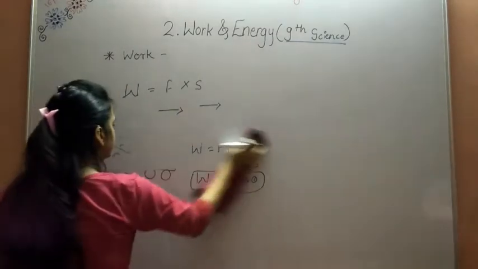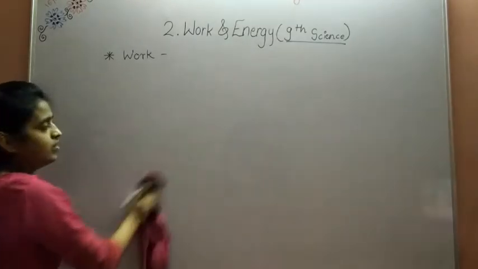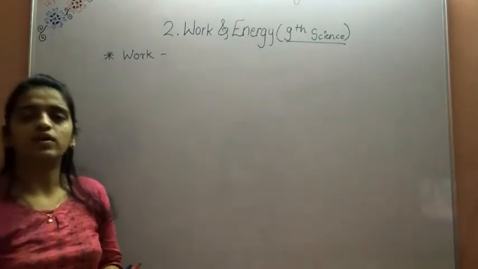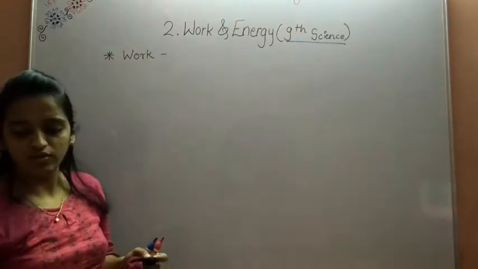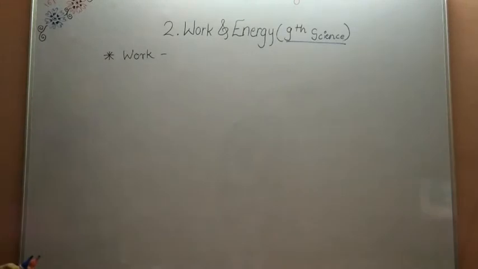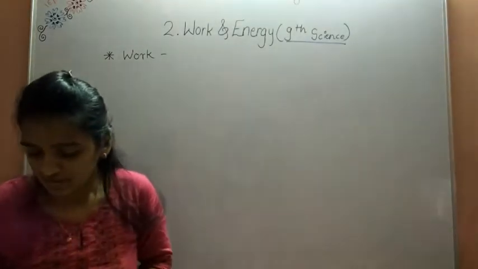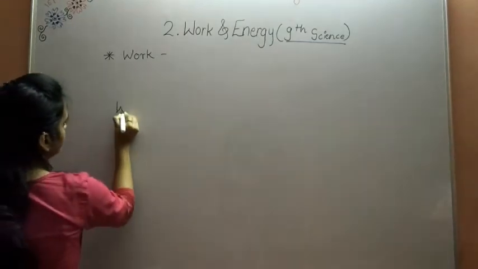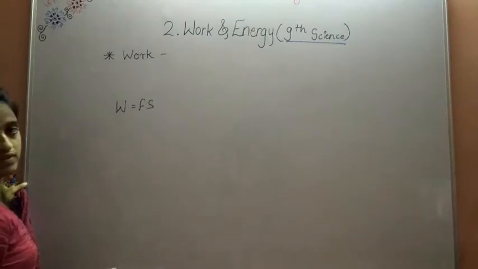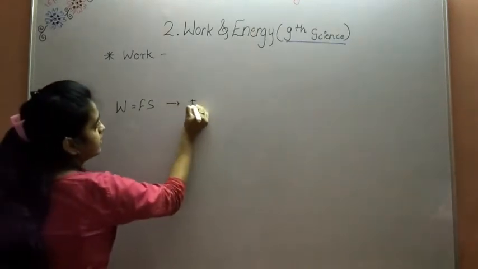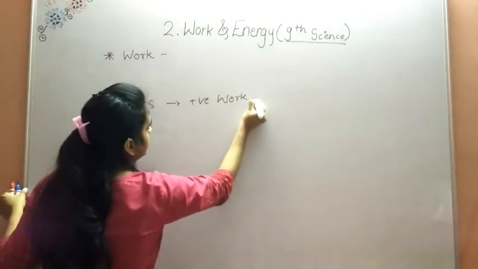Next we discuss positive work done, negative work done or zero work done. In the last lecture we found that positive work done means W is equal to Fs. So this is positive work done.